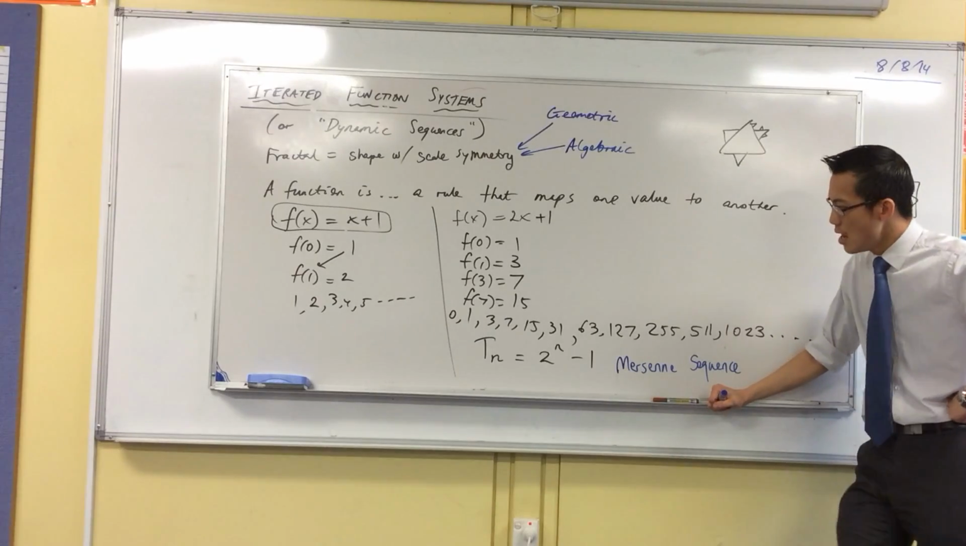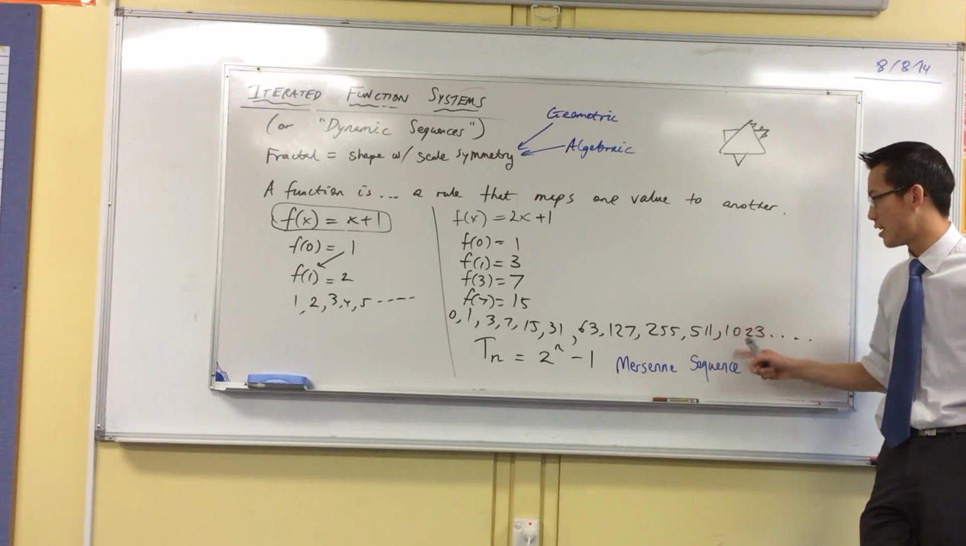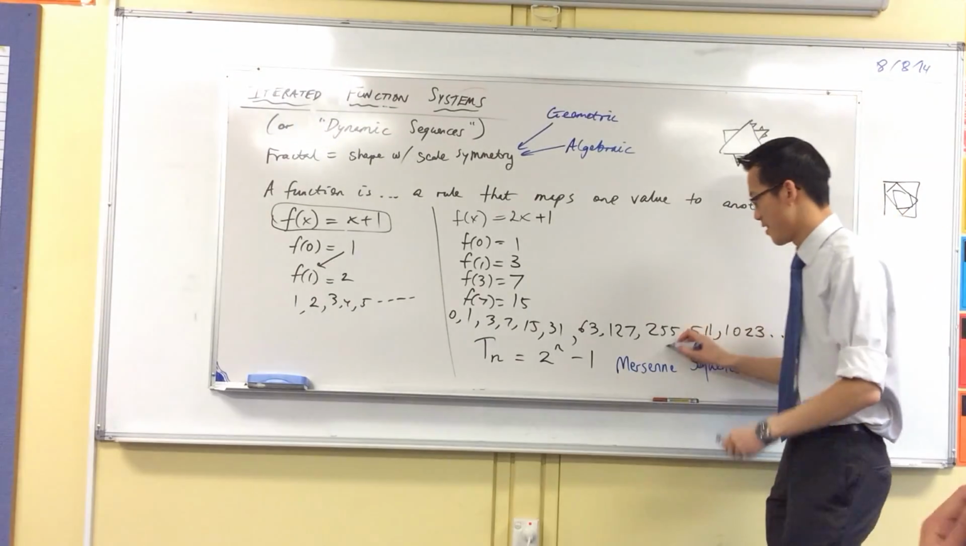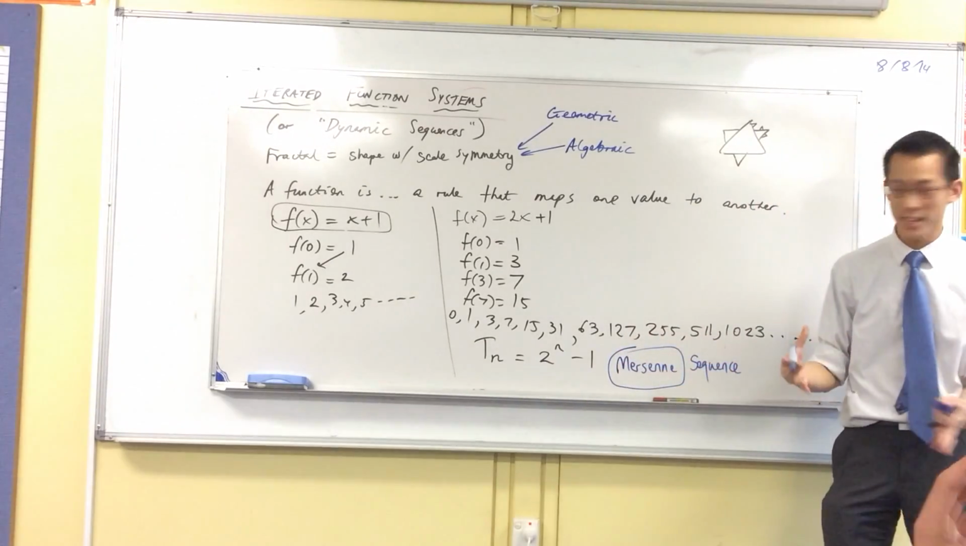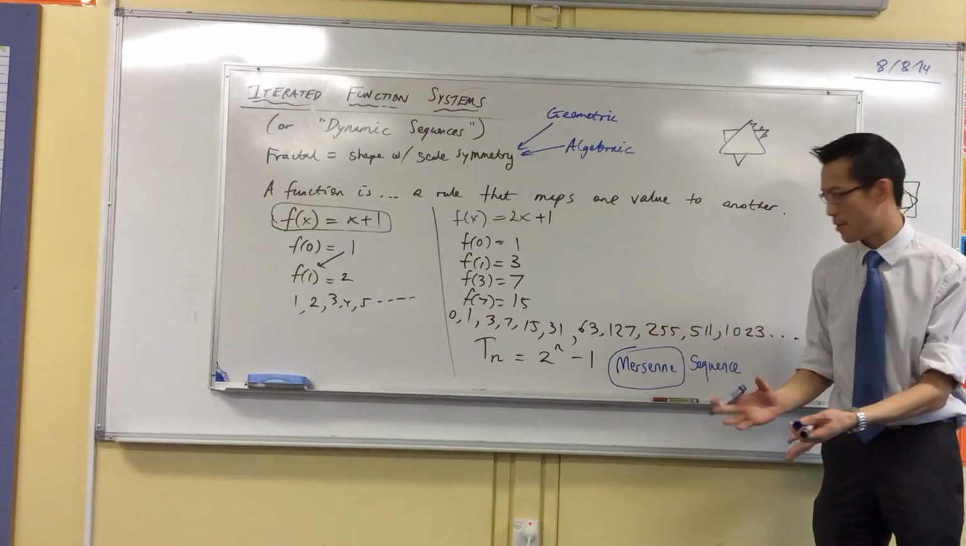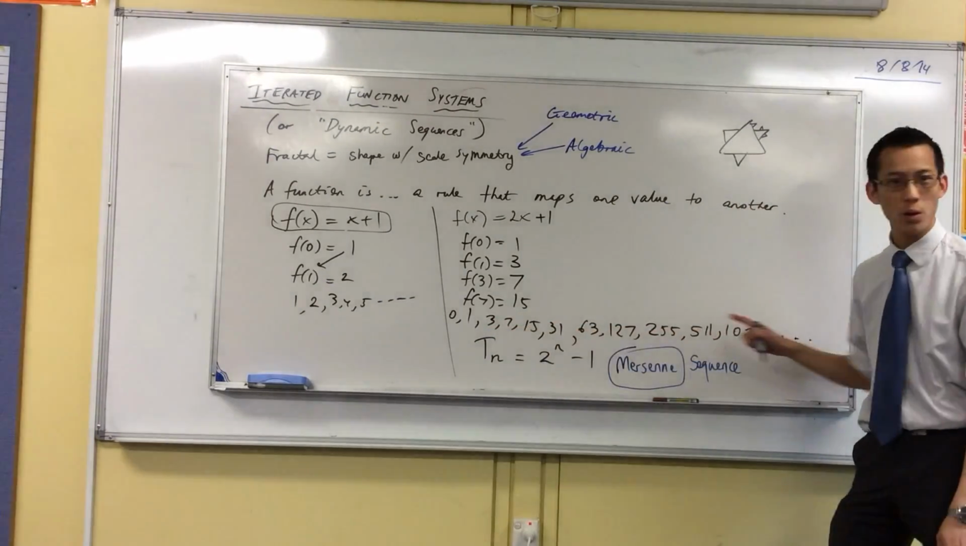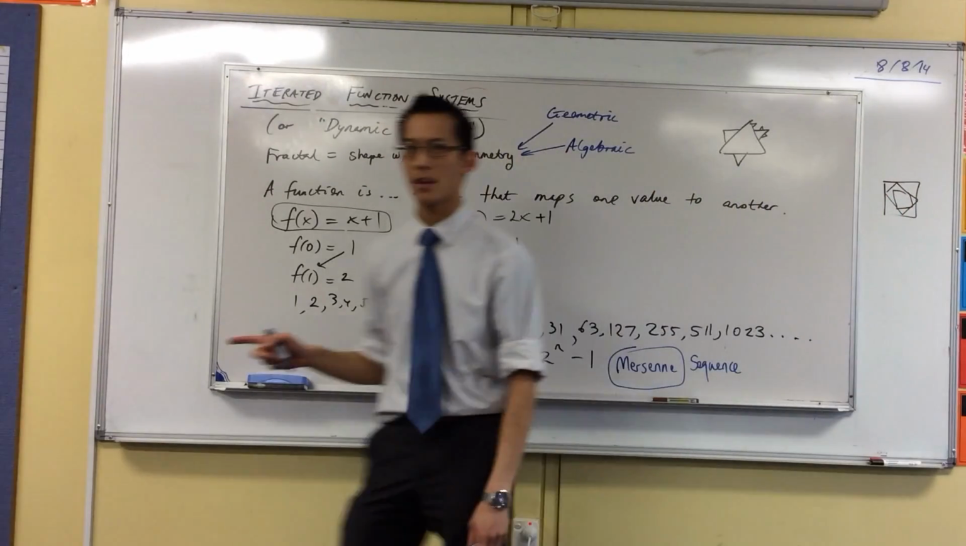Now, some important things to note here. This Mersenne guy did a lot of important things, particularly to do with prime numbers. In fact, some of these, not all of them, some of these are prime. Can you see some of them are prime, but not all?